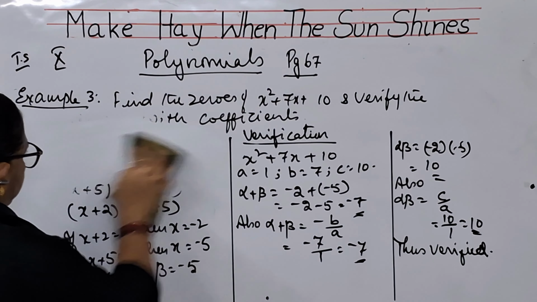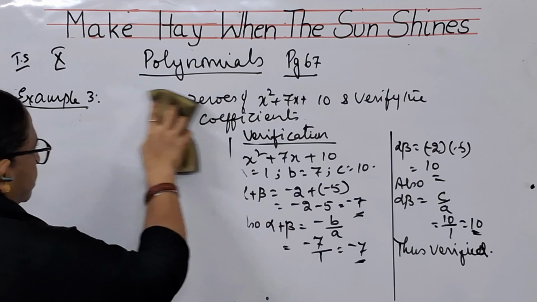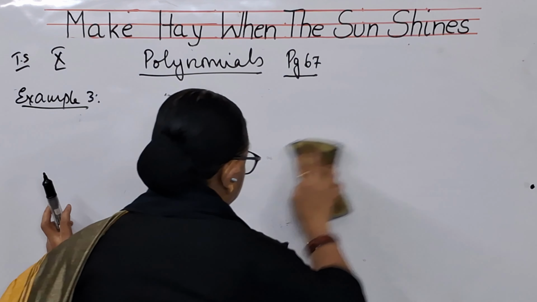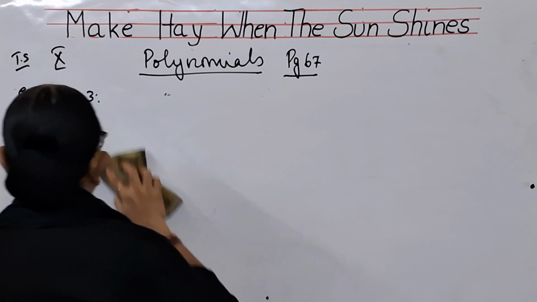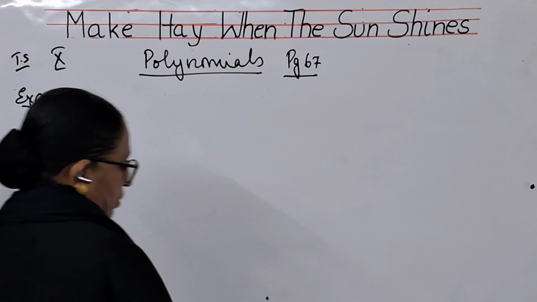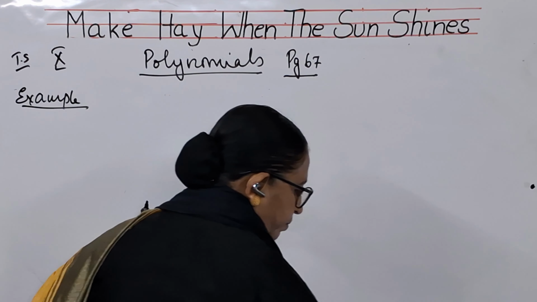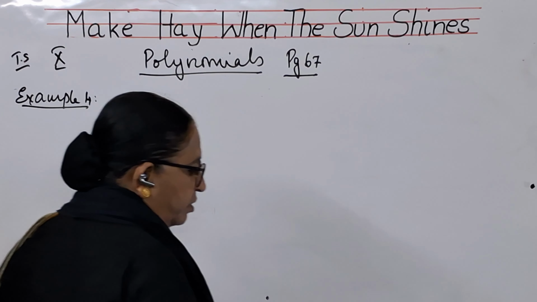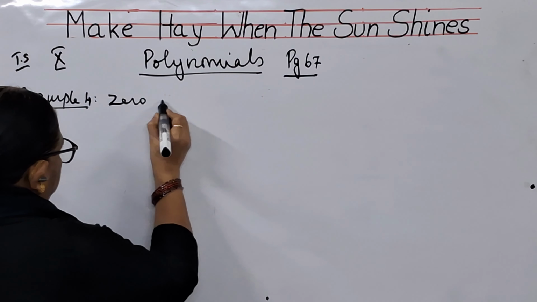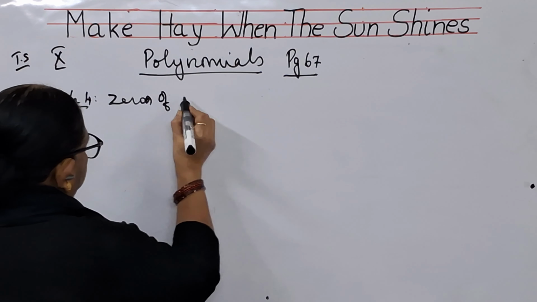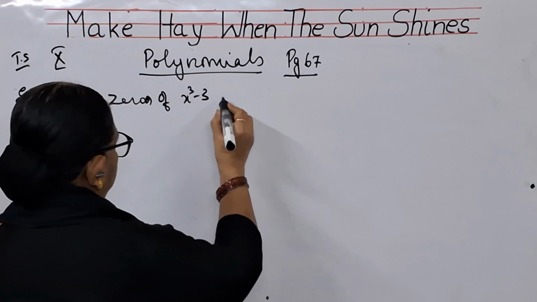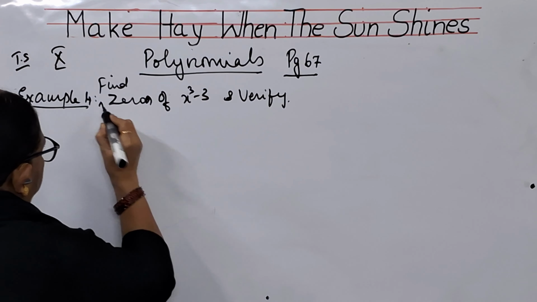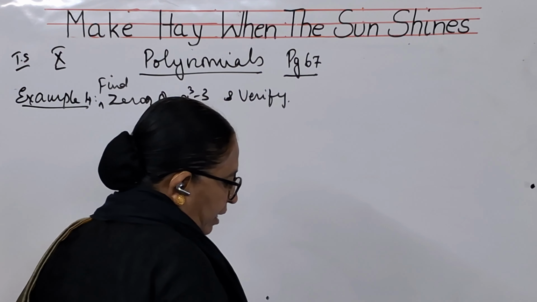Now let us go to the next one. Next one is example 4. What is example 4? Again, find zeros of the polynomial x cube minus 3 and verify. You have to find zeros of x cube minus 3 and verify.